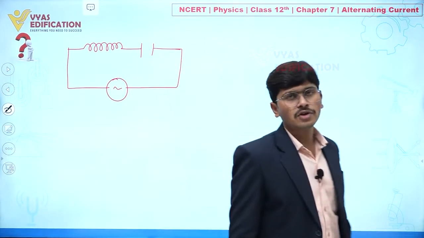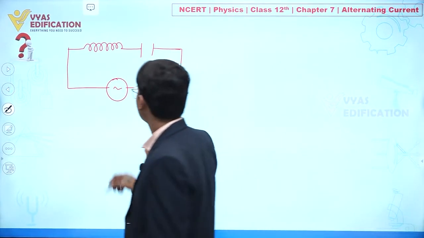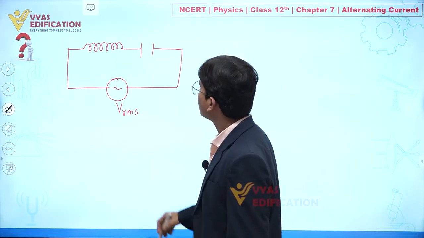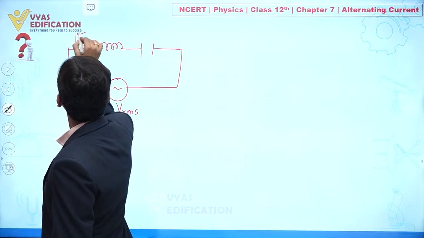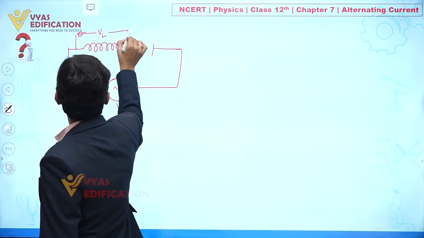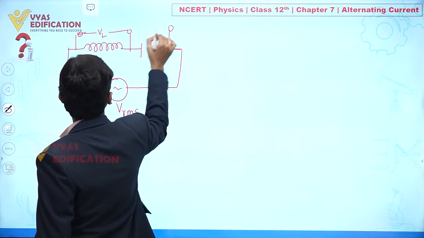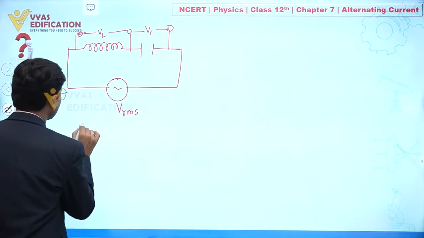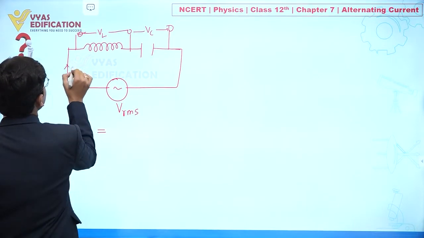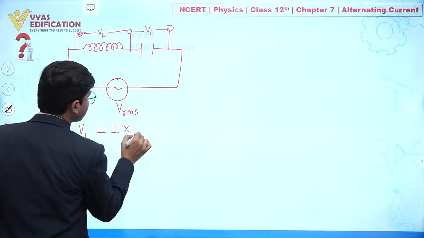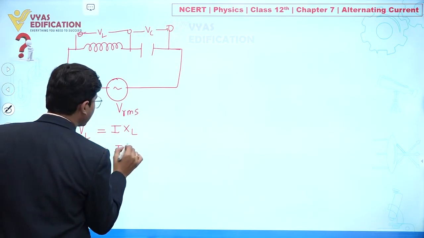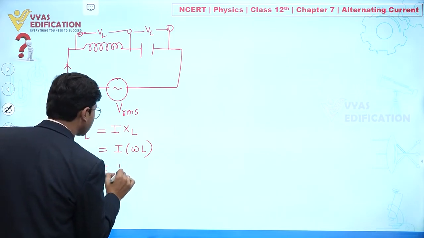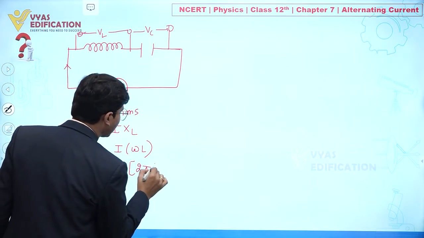Initially I am taking this voltage source to be an AC voltage source, so I say this is Vrms. Initially we have the AC voltage source, so the voltage produced across this inductor is VL, and the voltage produced across this capacitor is VC, clear? So I can write the value of VL as I times XL, clear? And that is I times omega L, which is I times 2 pi f L.